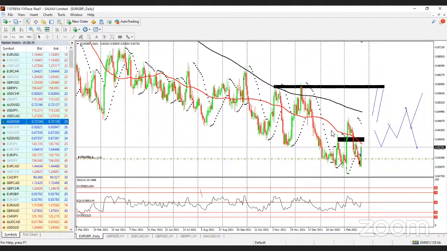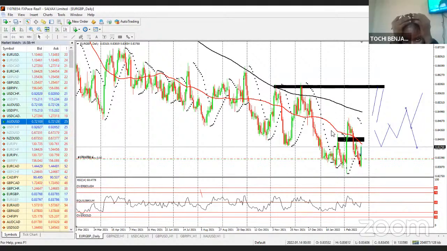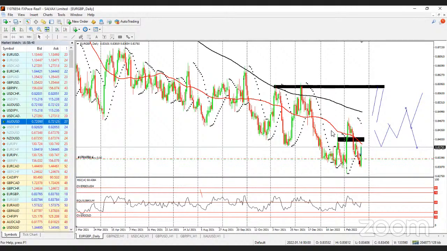Lawrence, yes, ask your question. Your hand is up. Thank you, ma. Please, ma, can you do a recap on how you check the pips, how you use the tool you're using to draw to check the number of pips the price has moved between a support and a resistance?